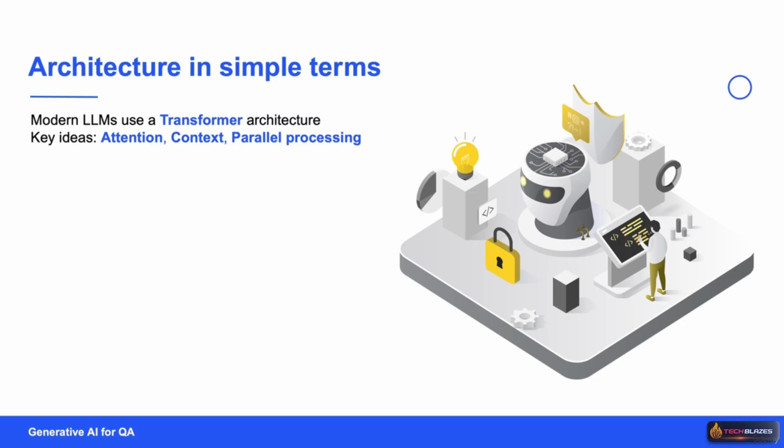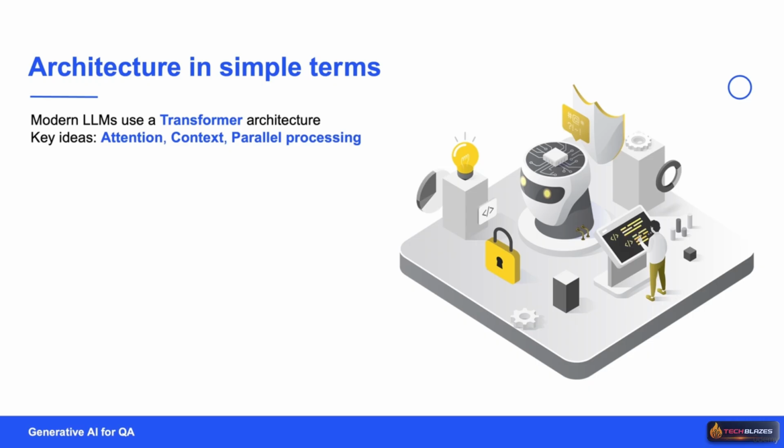Now, let's touch on the architecture. But don't worry, we'll keep it simple. Modern LLMs like GPT-4 or Gemini are based on something called the transformer architecture. The magic behind transformers is their ability to pay attention to context. That means when the model generates a word, it doesn't just look at the last one. It considers the entire sentence or even the entire paragraph. That's what makes its output so coherent and context aware.